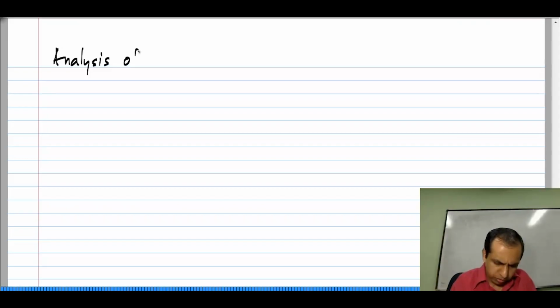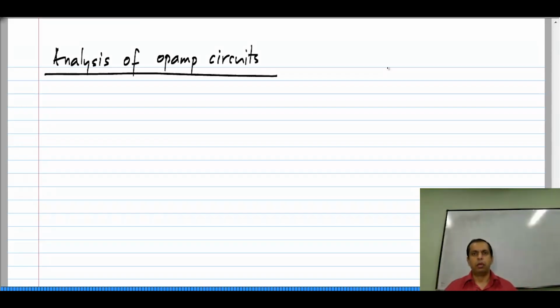In this lesson, we will look at how to systematically analyze op-amp circuits. Now, if the op-amp is not ideal, it will have a finite gain, and then the analysis is no different from what we have discussed earlier for circuit analysis when the circuit has control sources. Okay?